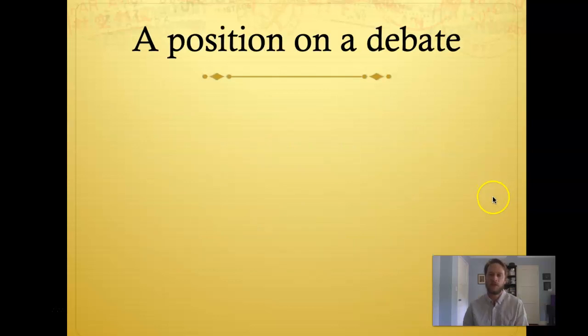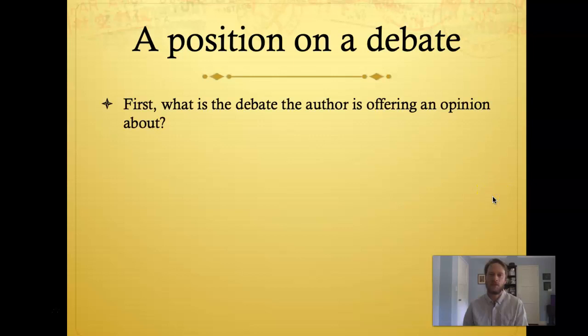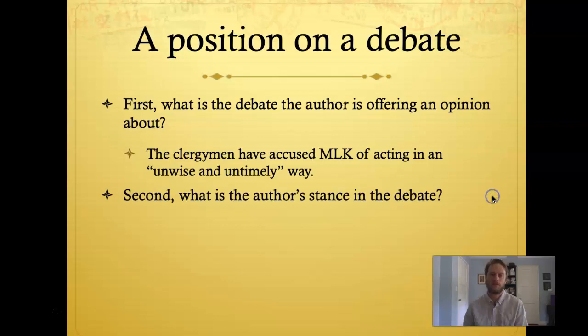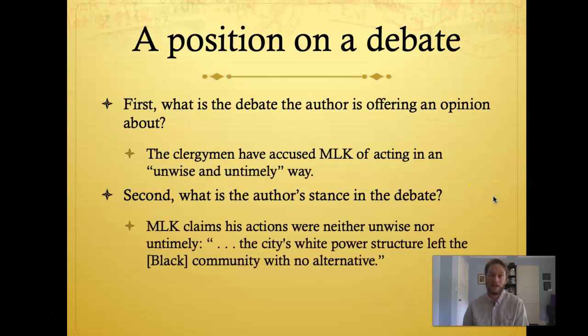Okay, a thesis can also be a position on a debate. So in Letter from Birmingham Jail, what is the debate the author is offering an opinion about? Well, the debate is that the clergymen have accused Martin Luther King of acting in an unwise and untimely way. Martin Luther King's position in this debate is that he has not acted in an unwise and untimely way. He claims that his actions were neither unwise nor untimely. The city's white power structure left the Black community with no alternative.